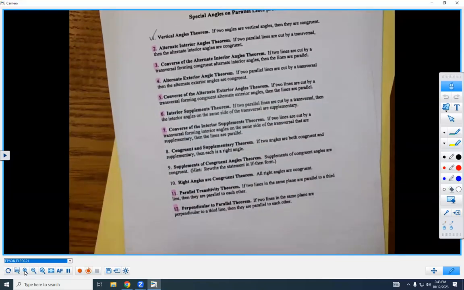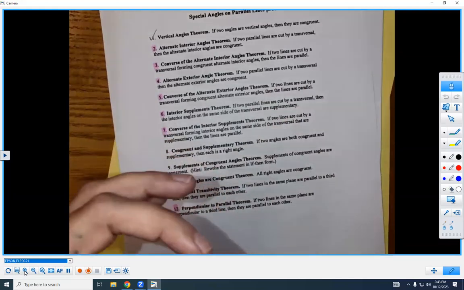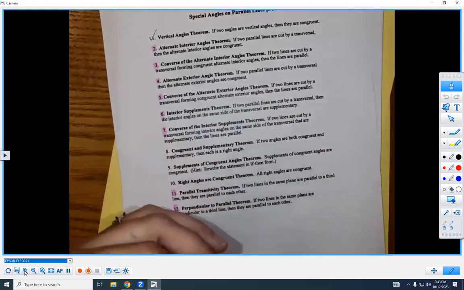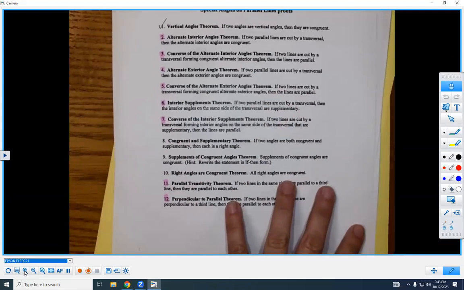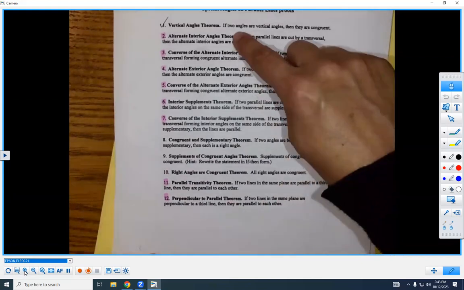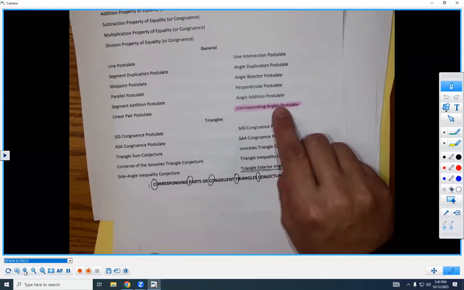Do you have questions on the proofs? I kind of do. For me, it's because my computer updated and I lost all my stuff. I had to throw a note on the PDF document of what was supposed to be highlighted, and I forgot why you highlighted them. So all of these that are highlighted use the corresponding angles postulate. You have to use that in there. Okay.